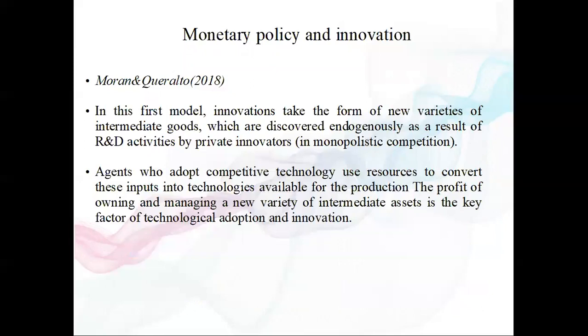Now we are in the part about monetary policy and innovation, and this literature is relatively recent. The first model was proposed by Moran and Crialto, and proposed that innovation takes the form of new varieties of intermediate goods, which are discovered endogenously as a result of R&D activities by private innovators that are in monopolistic competition. Agents who adopt competitive technology use resources to convert these inputs into technologies available for production. The profit of owning and managing a new variety of intermediate assets is the key factor of technological adoption and innovation.